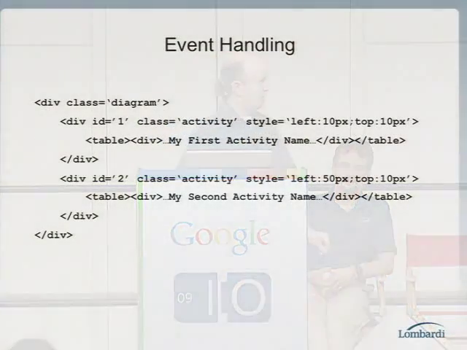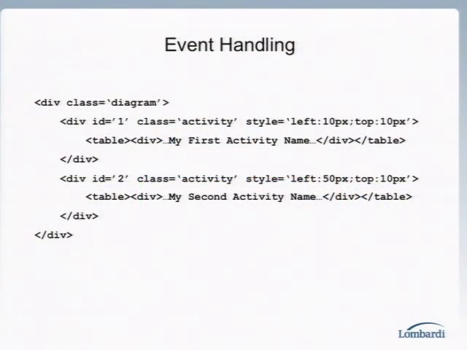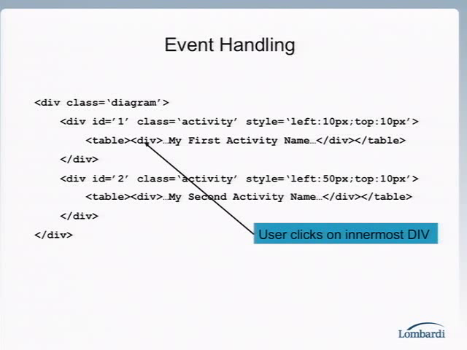Now let's talk about event handling. So here we've got some example HTML. This is a snippet of the HTML that we might have produced from the rendering we just had. In this case, we've got 2 items represented by those 2 divs up there at the top. And let's see what happens when a user clicks on one of these elements.